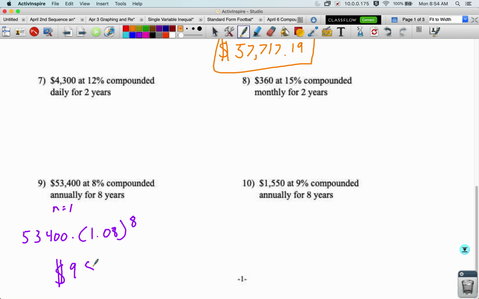And we get $98,000, 839.67. So 8% for 8 years, you're almost doubling your money. This is the effect of compound interest. And the rest on the front side are up to you here.